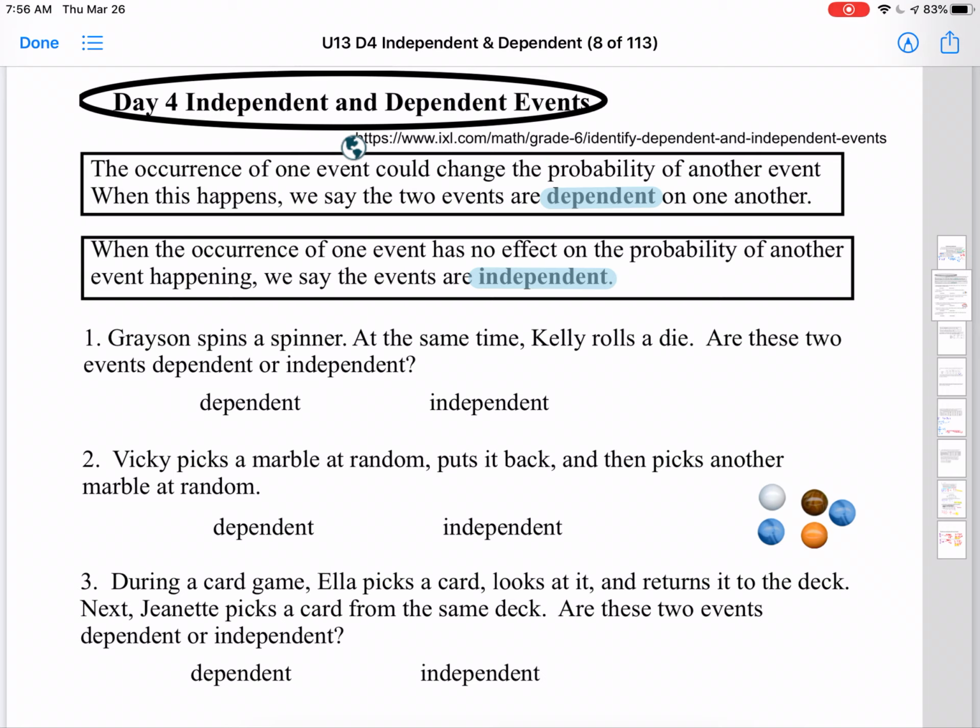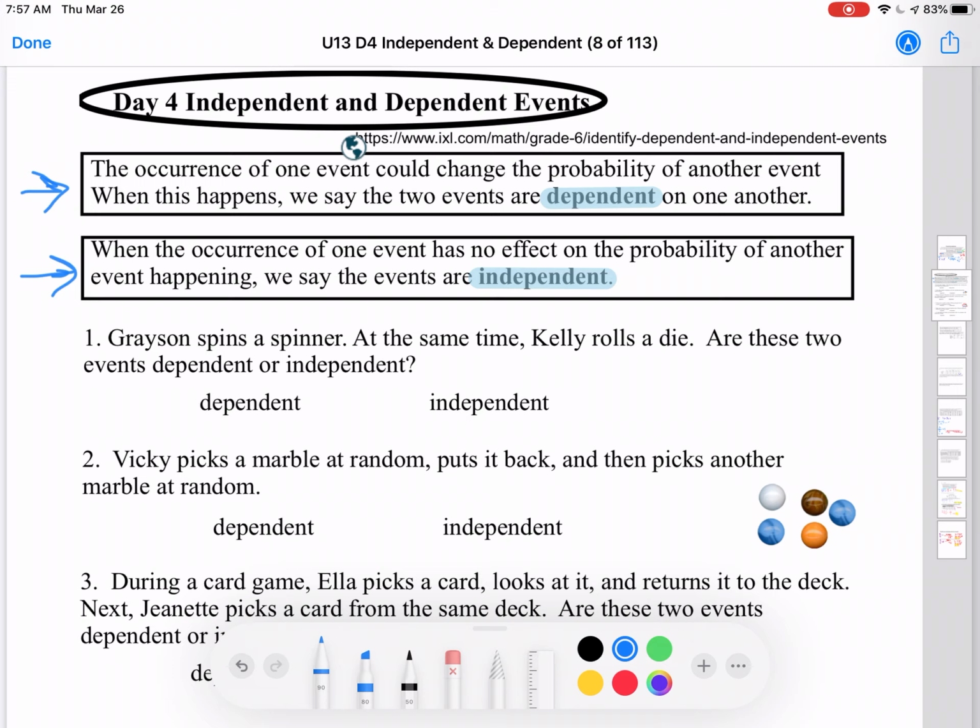Okay, so let's take a look. It says Grayson spins a spinner. At the same exact time, Kelly rolls a die. Are these independent or dependent? So do they affect each other? The answer is no. They don't have any effect. Him spinning and her rolling doesn't do anything.